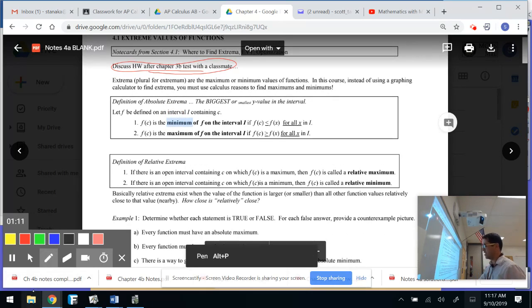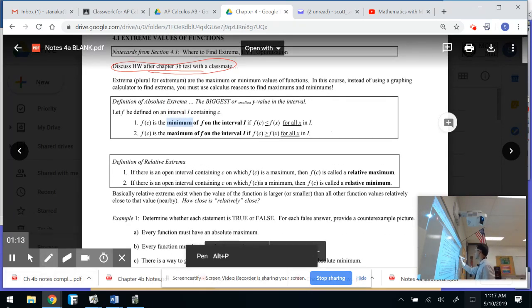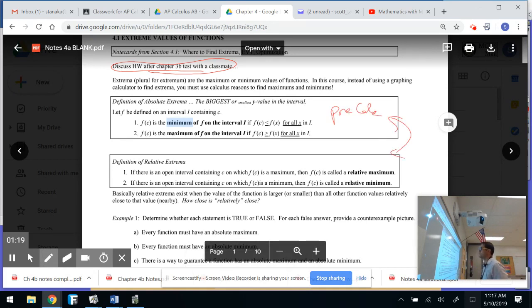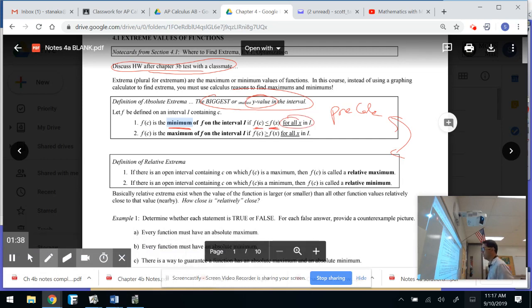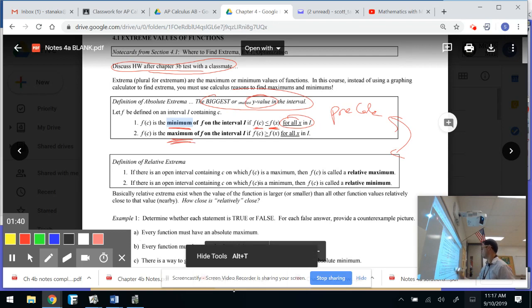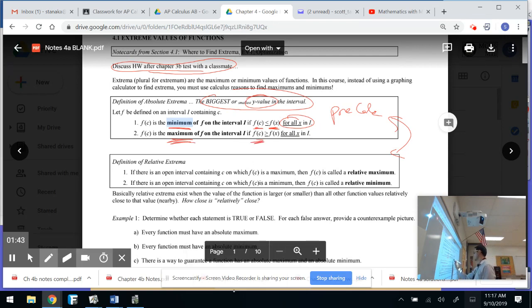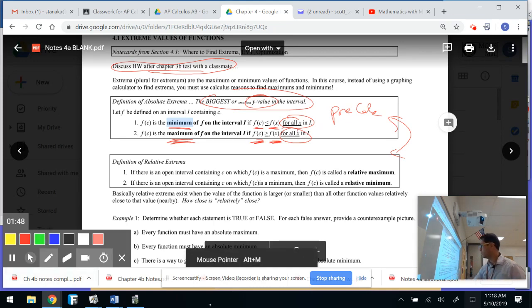But we start with the definition of absolute extrema. And you did this stuff in pre-calc, both of these two things right here. The definition of an absolute extrema: the biggest or smallest y value in the interval. Let f be defined on an interval I containing c. f of c is a minimum on I if f of c is less than or equal to f of x for every single x value. f of c is a maximum on that interval if f of c is greater than or equal to f of x, those are y values, for all of the x in that given interval.